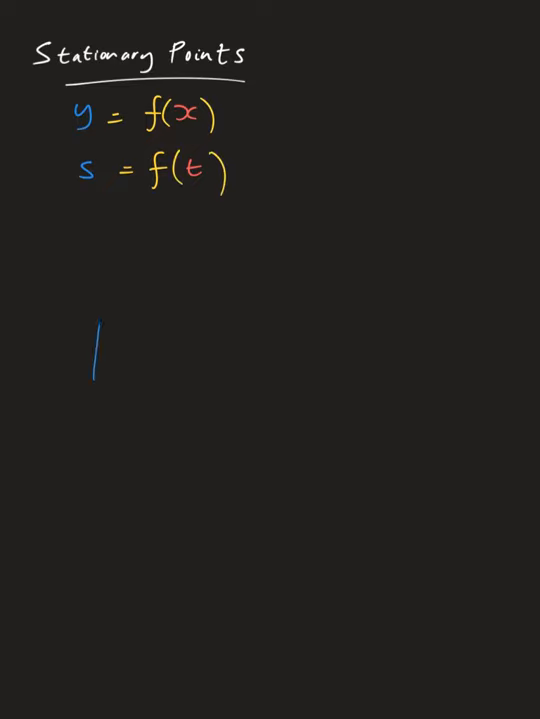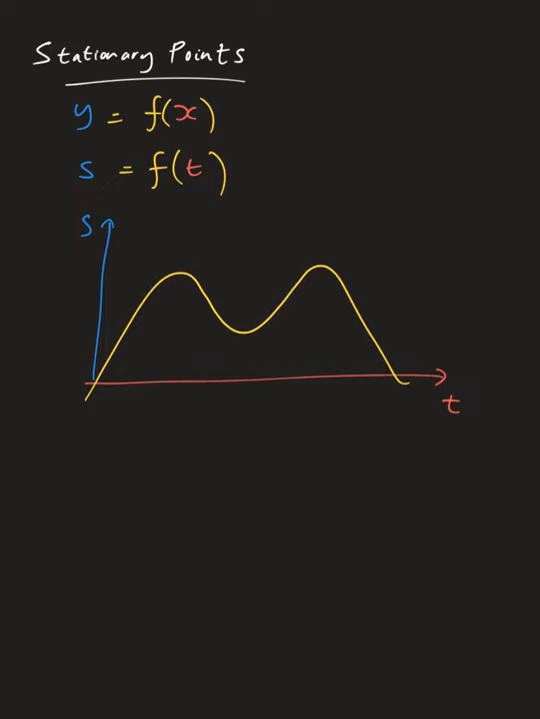The reason is I want s here to be a displacement, or the distance travelled by some object, and t to be the time. So we're looking at distance travelled as a function of time. And let's say it looks like that. So an object that goes out and then back and then out and then back again. So s here is the displacement and t is the time.